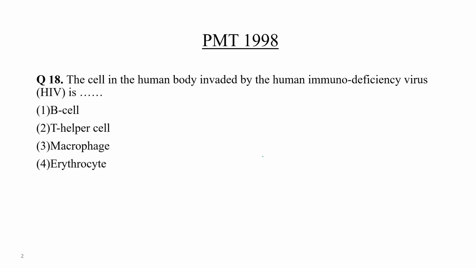The cells in the human body invaded by the human immunodeficiency virus are: B cell, T cell, macrophages, erythrocytes.